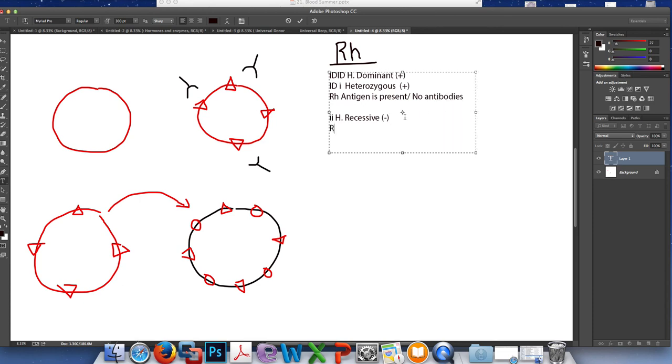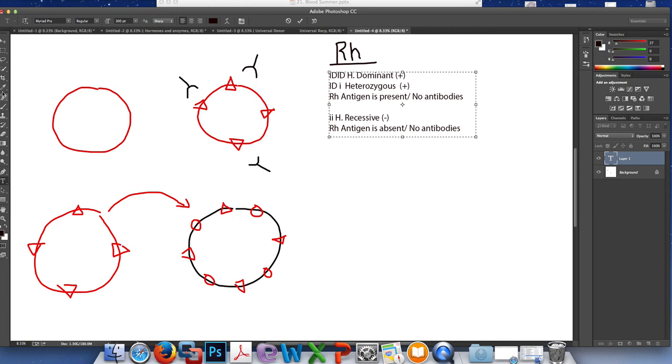If the Rh antigen is absent, meaning you are Rh negative, you also have no antibodies, unless you are exposed to the Rh antigen. So for all the other blood types, we're born with antigens and antibodies. But for Rh, we are only born either with the antigen or without it. None of us are born with the antibody for it. So let's talk about how you do produce the antibodies.